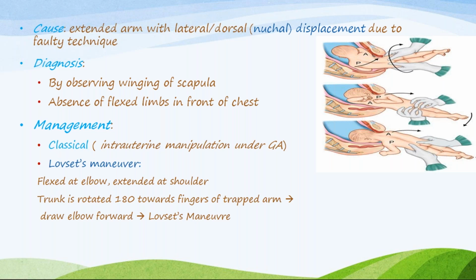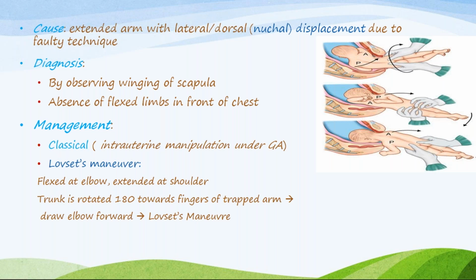In a complicated case, a nuchal displacement is normal. If it is a complicated thing, then there are difficulties with the extended arm. In this case the extended arm is delivered. Sometimes the limb is anterior, sometimes posterior. How will we know? If winging of the scapula is there, we will know.